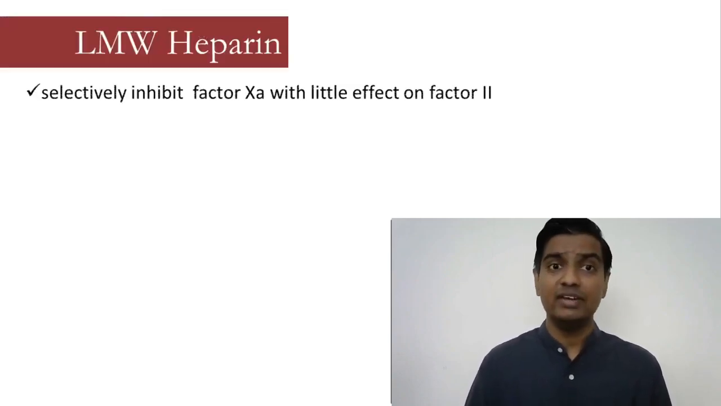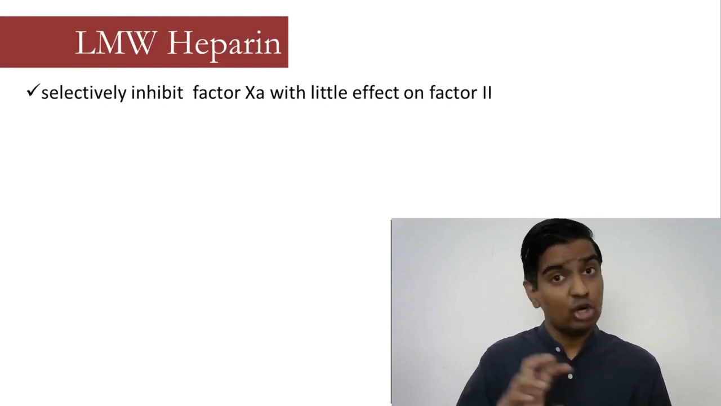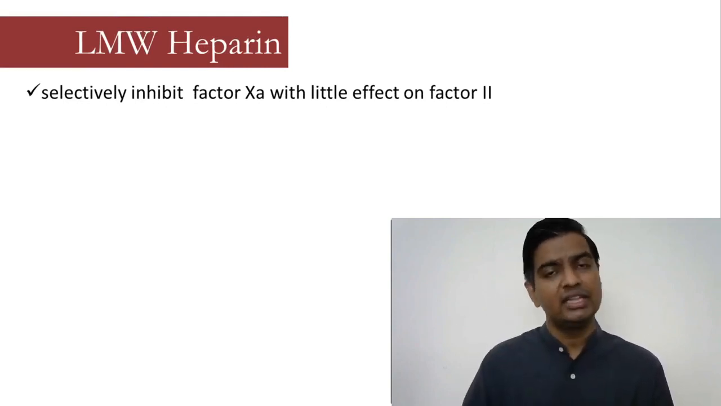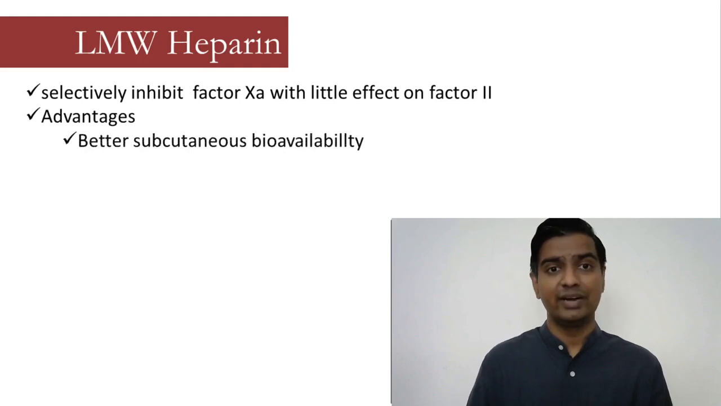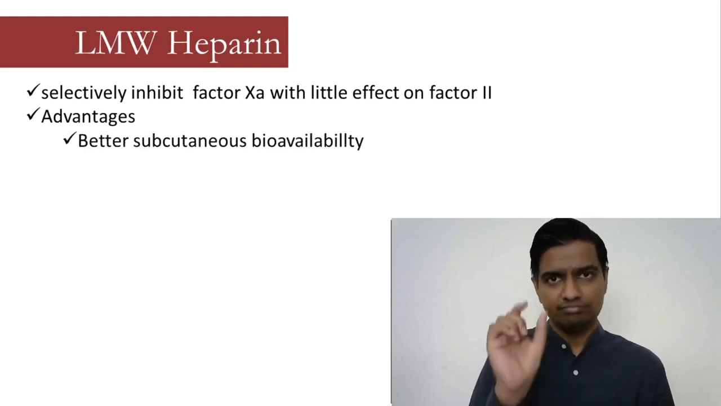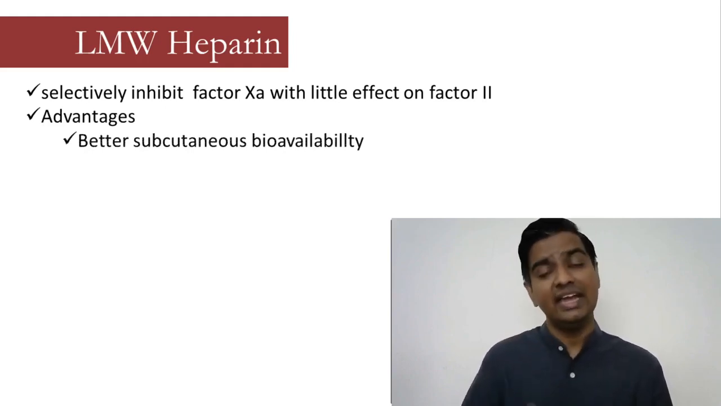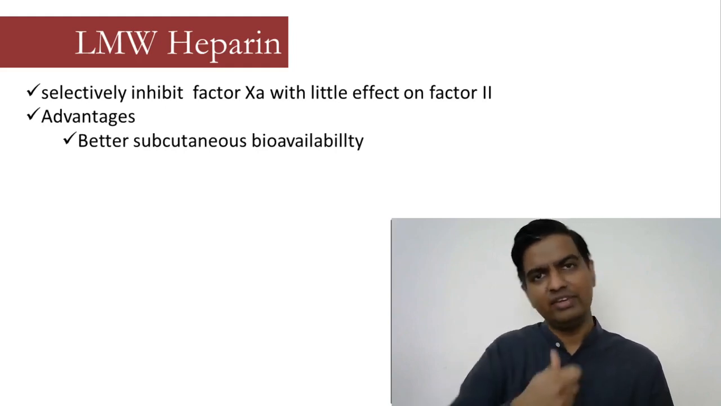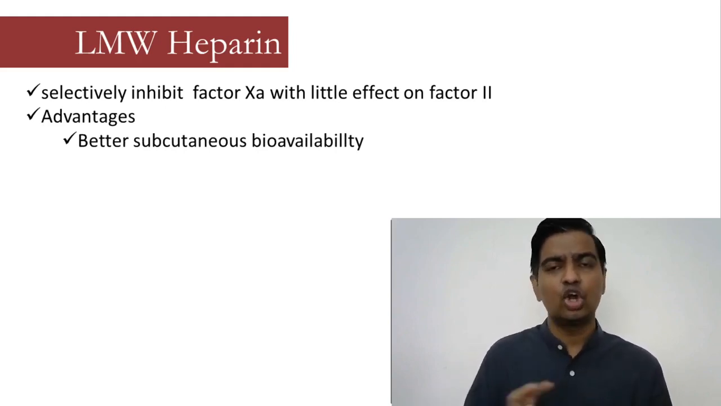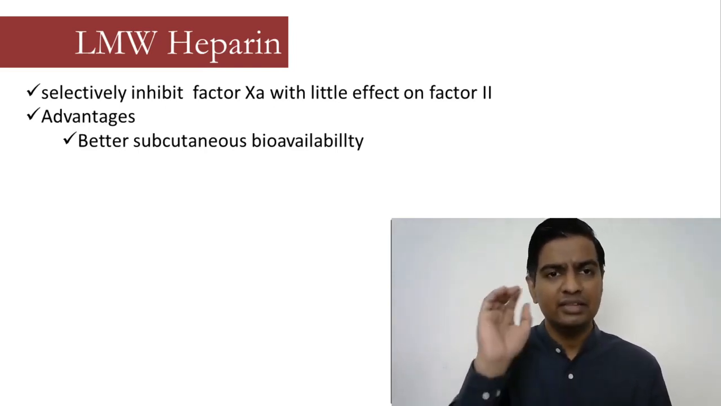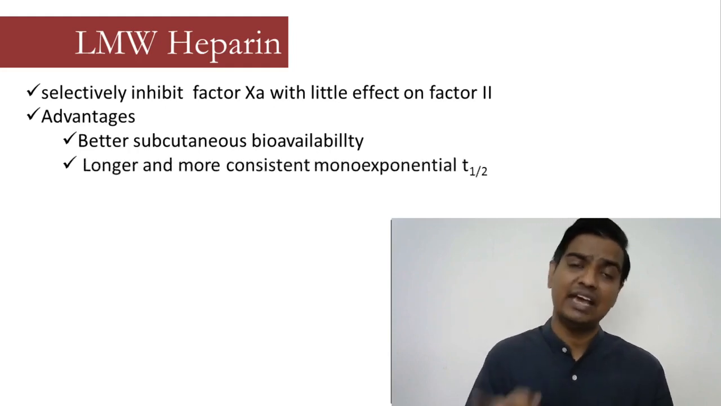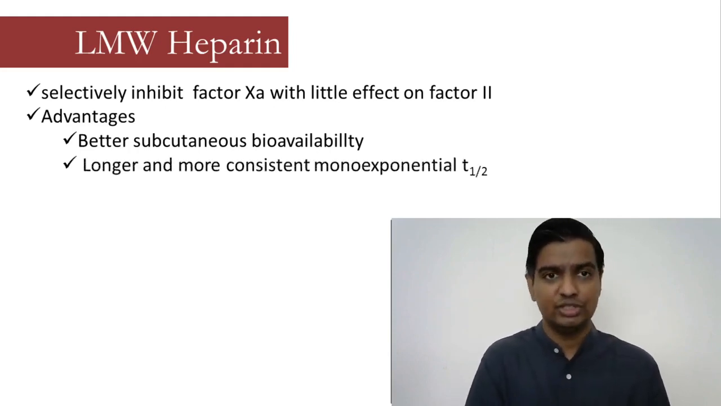See, low molecular weight heparins will not interfere with other clotting factors. They will work only against factor 10, not against factor 2. Factor 2 is thrombin. So there are some advantages. One, because they are smaller pieces, they enter the bloodstream very easily. So even when you give subcutaneous injections, you're not worried whether it will get stuck in the local tissue or will enter the blood or not. LMW, low molecular weight heparins, have a better bioavailability as compared to unfractionated heparin.